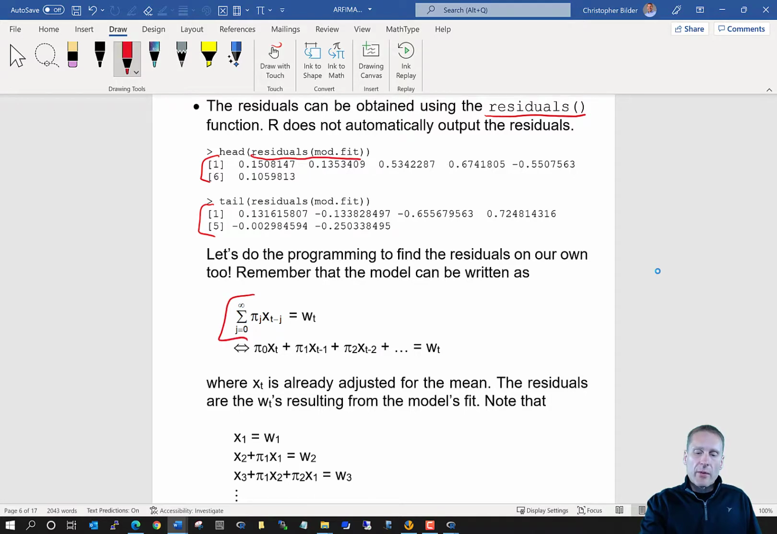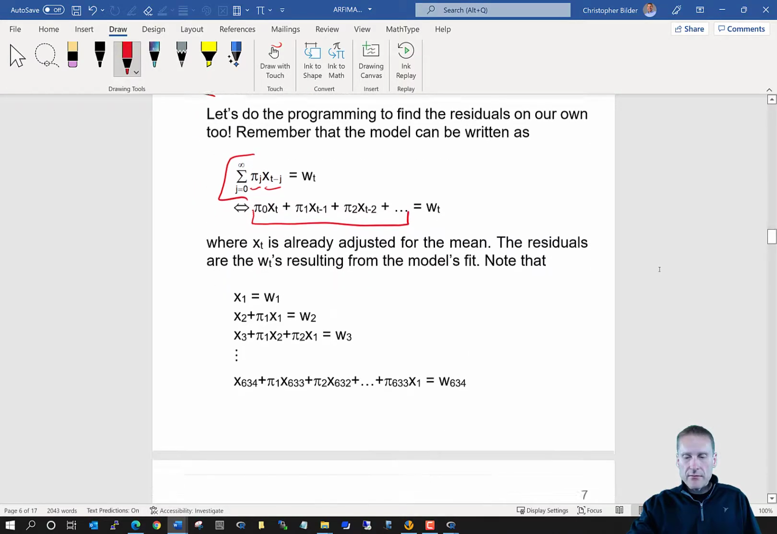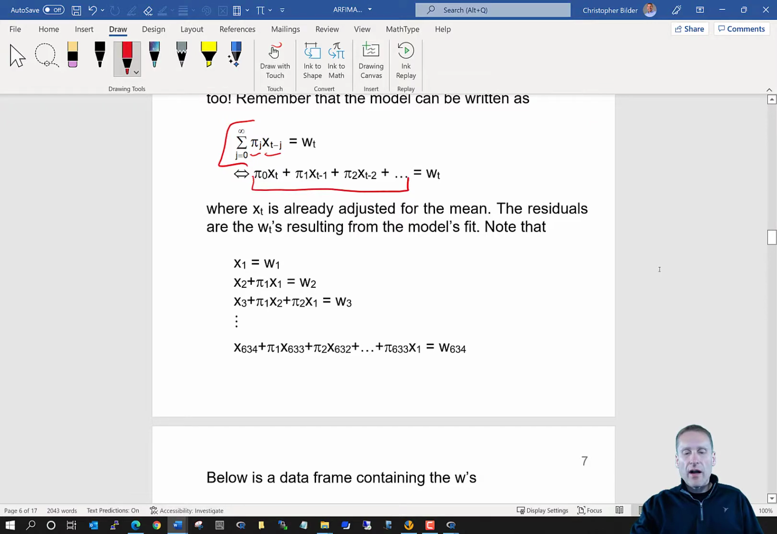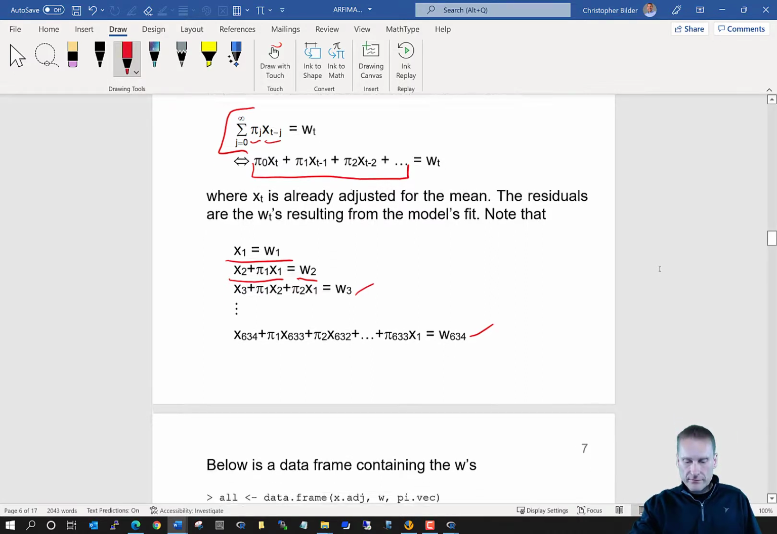So remember, w sub t is equal to the sum from j equals 0 to infinity of pi sub j times x sub t minus j. So here's how I've written out my corresponding w sub t when I write out the sum. So then to find the corresponding residuals, let's plug in t equal 1. So w1 is equal to x1. At t equal 2, w2 is equal to x2 plus pi 1 times x1. And you can keep on going all the way to the last data point. We have 634 observations, so we have w sub 634.